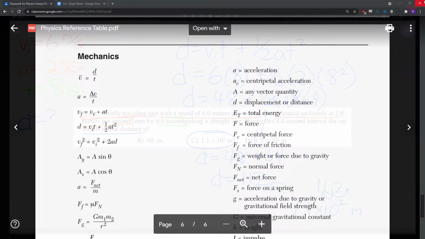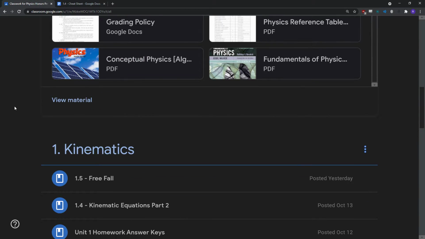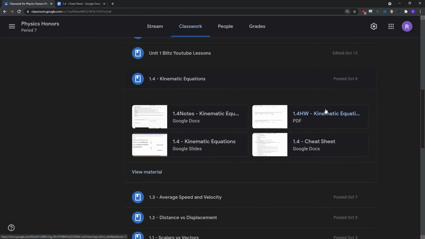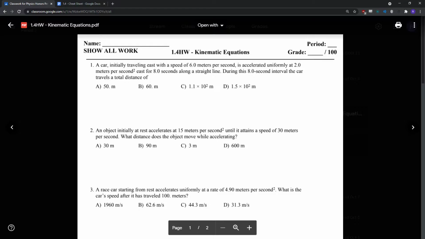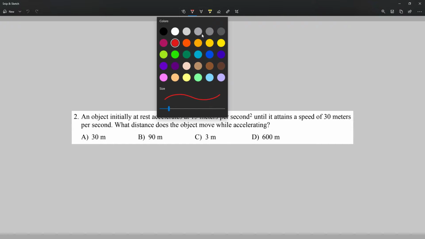Now, let's move on to the second question, okay? Number 2. So an object initially at rest, okay? Initially at rest.